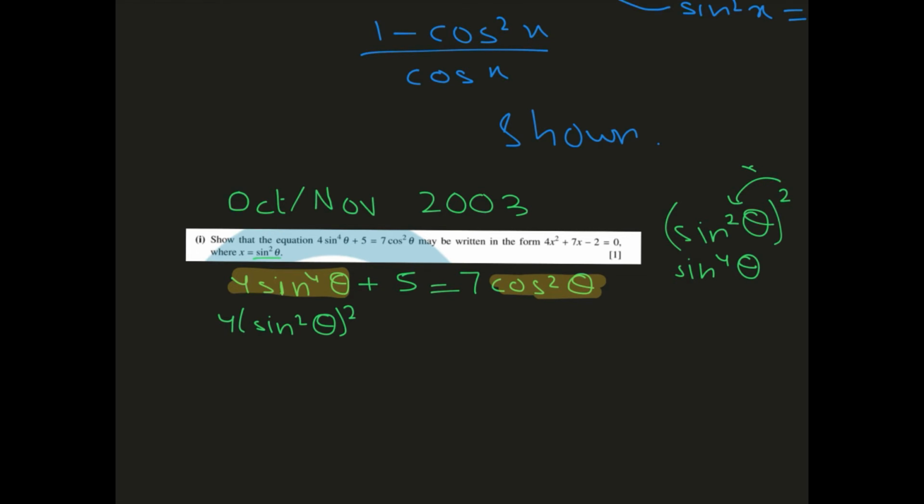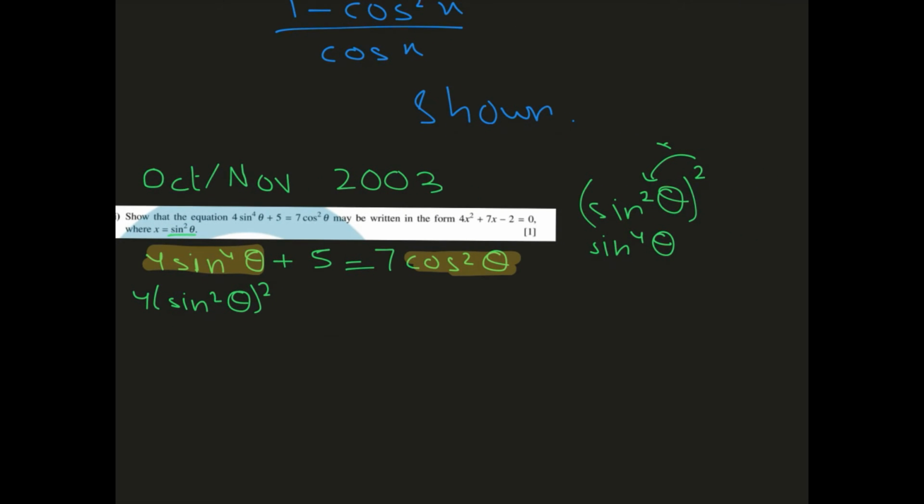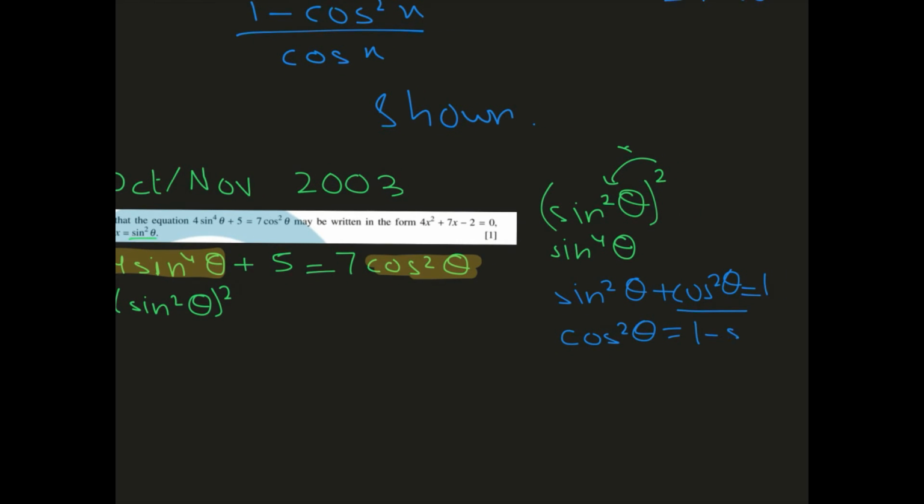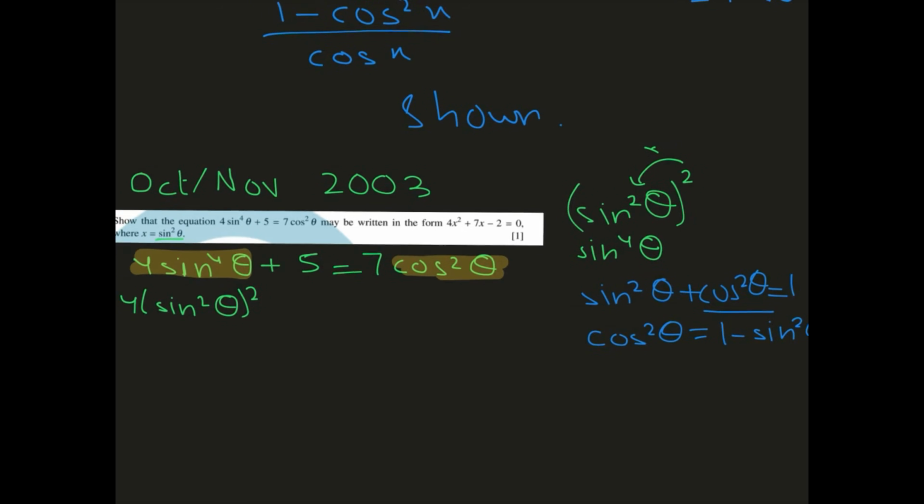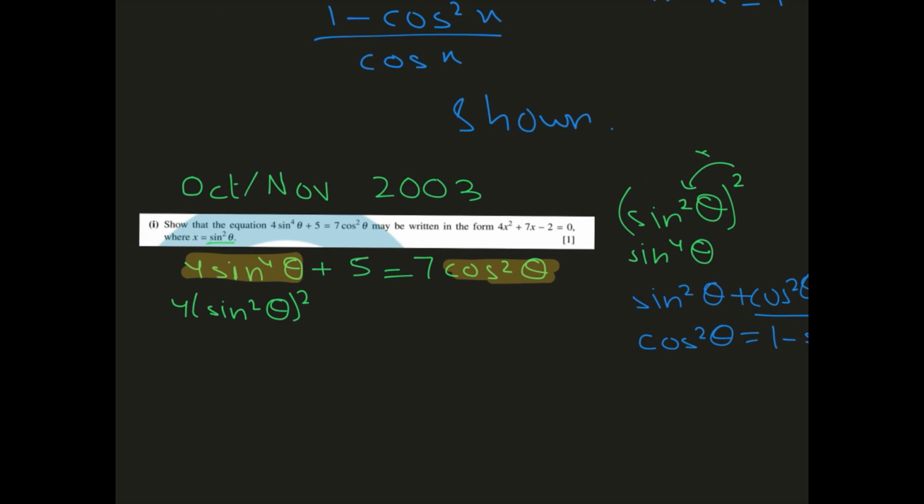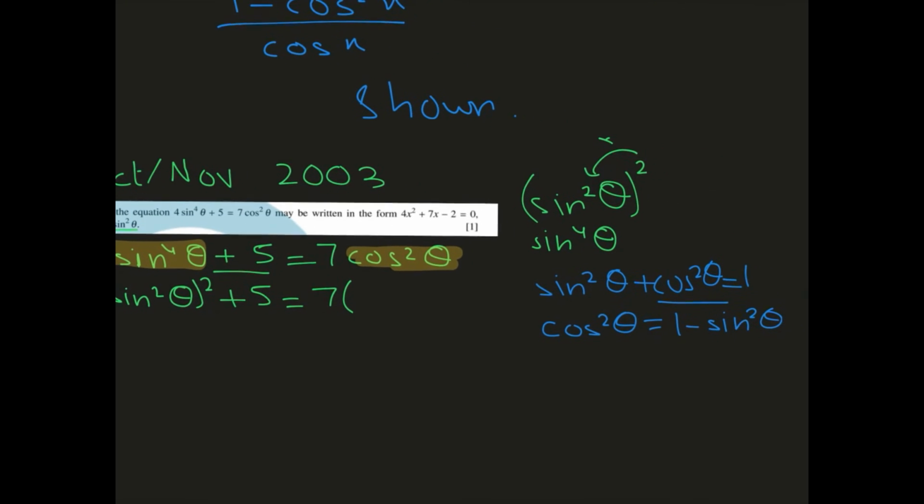So we will do that by using the second identity, which is sine square theta plus cos square theta is equal to 1, and we have to express cos square theta in the form of sine square theta. So we will make cos square theta our subject. So this becomes cos square theta is equal to 1 minus sine square theta, right? So we will just copy plus 5 down, and then 7, and then instead of cos square theta we will write 1 minus sine square theta.